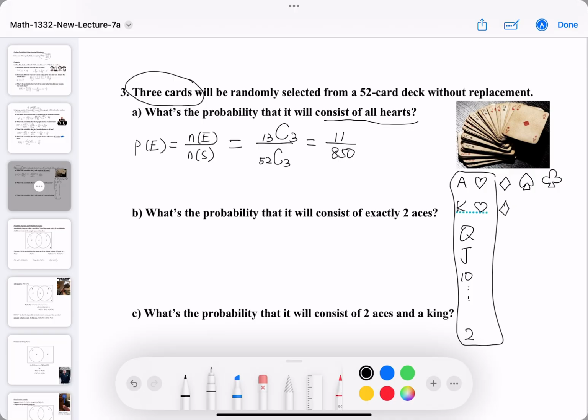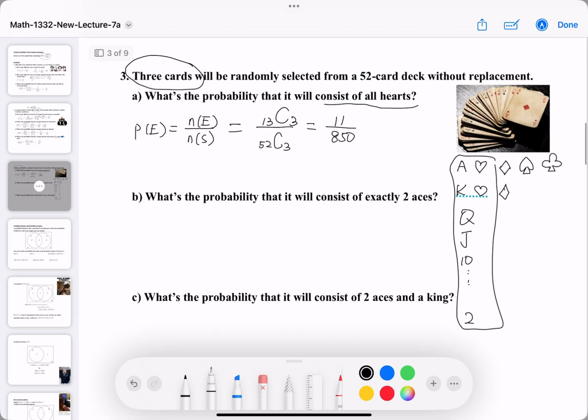The second question, what is the probability that it will consist of exactly 2 aces? That means we have 2 aces and another card, because totally we have 3 cards. The other card cannot be any of the aces. Okay, P of E equals N of E divided by N of S. The bottom is also 52C3, and the top, 2 cards must be aces.